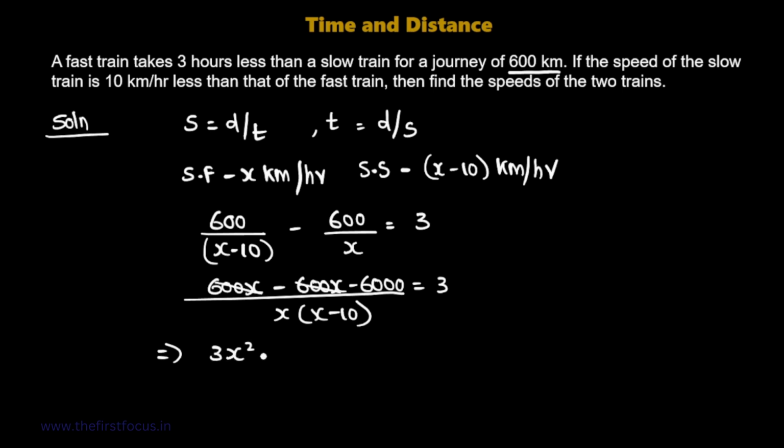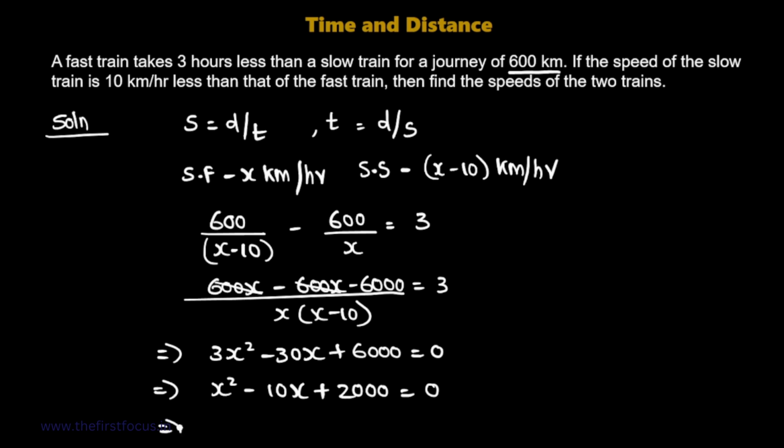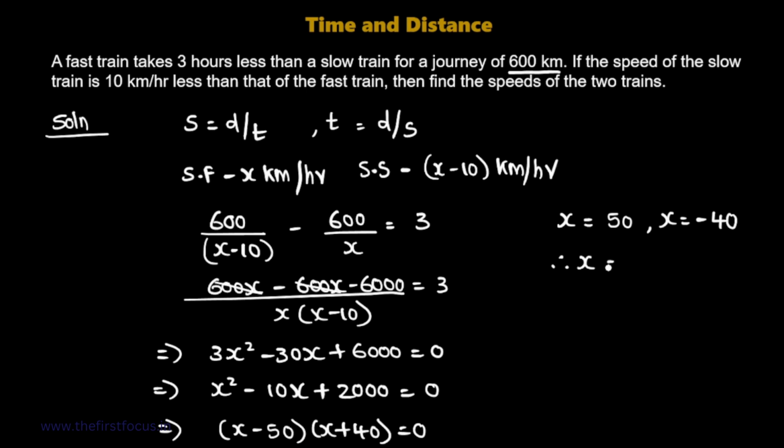and 3x square minus 30x plus 6000 is equal to 0. On simplifying this, we get x square minus 10x plus 2000 is equal to 0. On solving this quadratic equation, we will have x minus 50 into x plus 40 is equal to 0. So we have two values of x, x is equal to 50 and x is equal to minus 40. Since the speed cannot be negative, we take x is equal to 50.